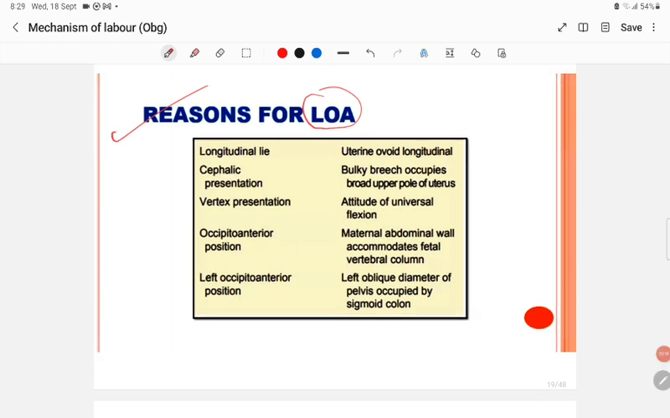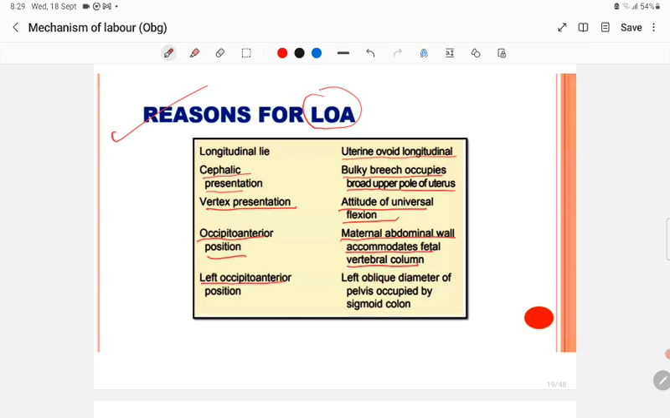First is longitudinal lie. Because the uterus is ovoid and longitudinal, longitudinal lie occurs. Why cephalic presentation? Because the bulky breech occupies the broad upper pole of the uterus. Why vertex presentation? Because of the attitude of universal flexion. Occiput anterior position, because the maternal abdominal wall accommodates the fetal vertebral column.